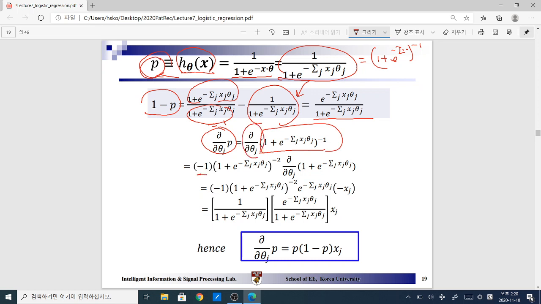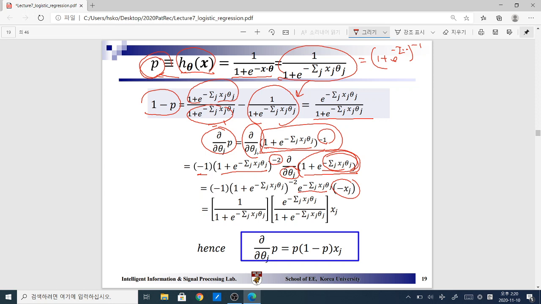So this is going to be negative 1 because it comes from here. And then it is this, to the minus 2. And the whole thing, once again, inside of the bracket, is taken partial derivative with respect to theta sub j again. And when you do take the partial derivative of this with respect to theta sub j, as you can see, that's going to be exactly this, multiplied by taking the partial derivative of this with respect to theta sub j, and that's going to give you minus x sub j.